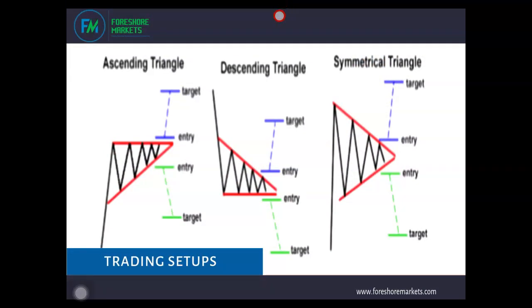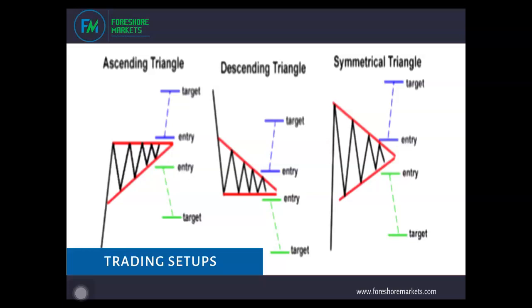In today's video, we'll be looking at triangles. What are triangles in technical analysis? There are three basic types of triangles. You have the ascending triangle, the descending triangle, and the symmetrical triangle. Triangles basically are continuation patterns. Fundamentally, they are continuation patterns, but when they fail, they can serve as major reversal patterns. So let's take a look at what we mean by what I just said.